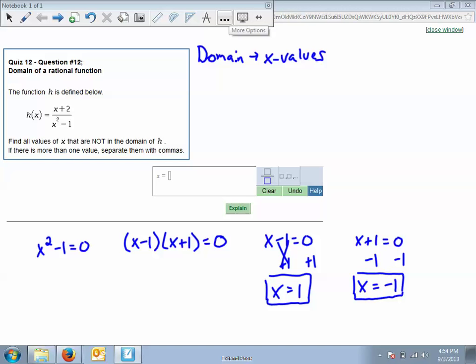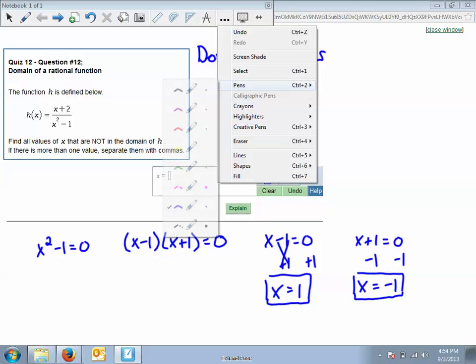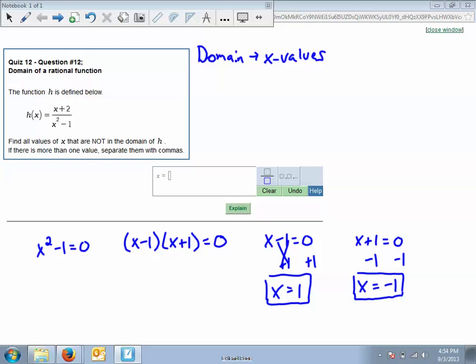So in the end, this function is defined for every single x value except for 1 and negative 1, which is what we solved for here. When you're writing your answer in here, you need to make sure that you separate it with commas. So you would have a negative 1, a comma, and a positive 1.